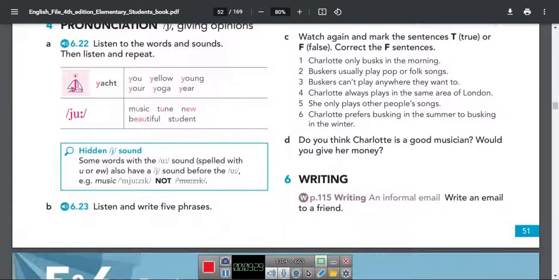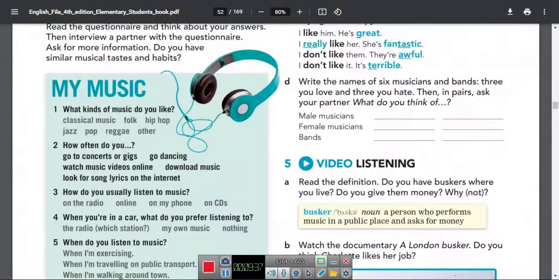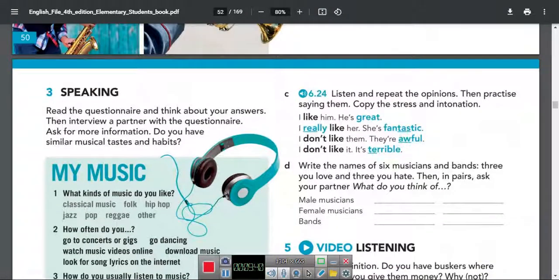But now we can listen, hear some say music, and that's okay, I think. Okay, then we'll listen to some phrases. Okay, let's go on. Listen and repeat all opinions, then practice saying them. Copy the stress and intonation.